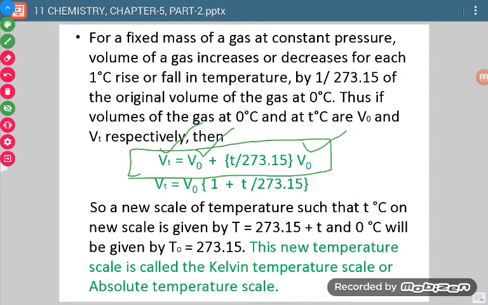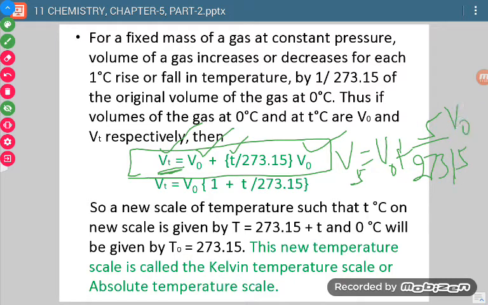Okay, now here we have written T. Why we have written T? Because if we are taking T as 1, then here the value will be 1. If we are taking it 5, suppose we have to say what will be the volume of gas at 5 degree, then what we will write? V5. Okay, volume of gas at 5 degree Celsius is equal to V naught plus T will be replaced by 5 by 273.15 times V naught. Okay, so this way it will be written.